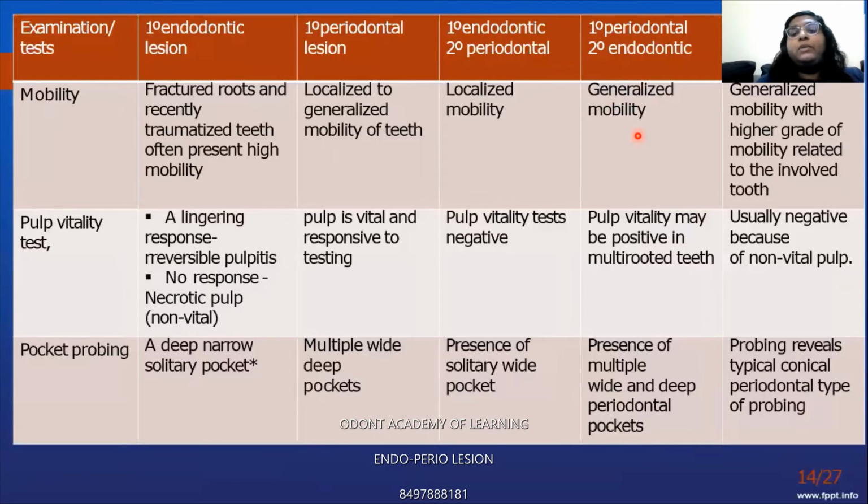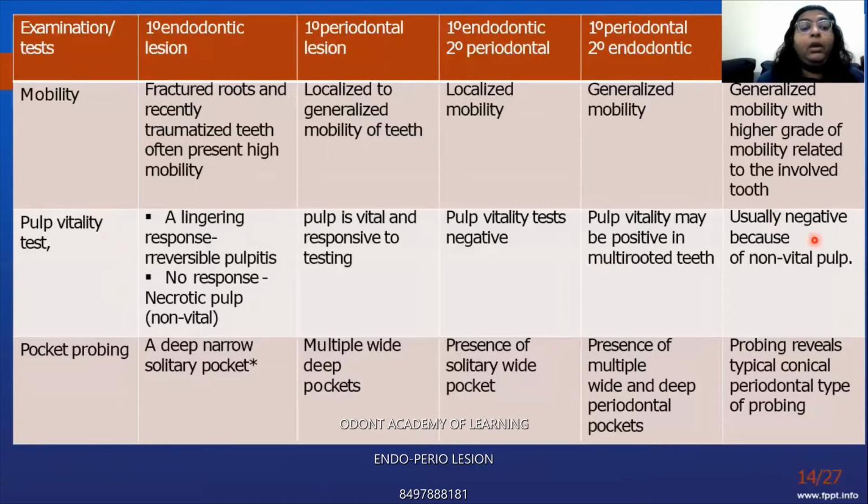Okay, so it is generalized mobility. In a true combined lesion, there is generalized mobility with a higher grade of mobility related to the involved teeth. That means there will be generalized mobility, but the tooth which has the endo problem as well, there you will see a higher grade of mobility.